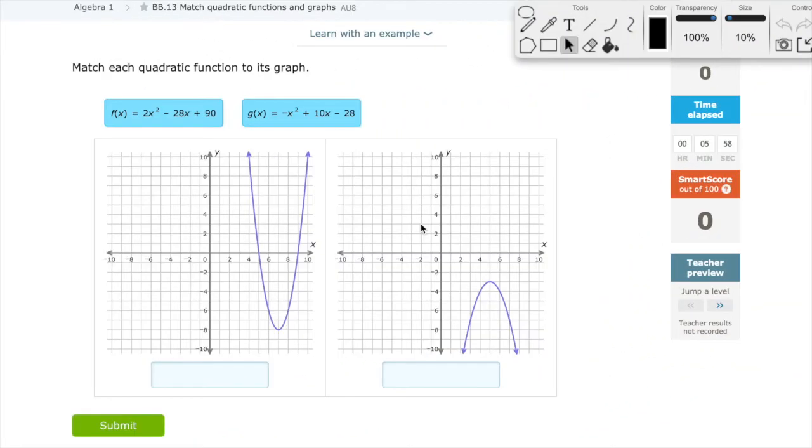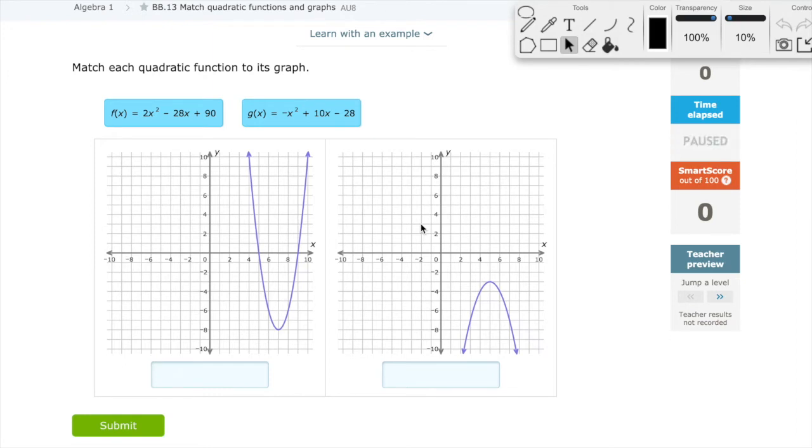Alright, so for this one, for Algebra 1, we're going to be talking about IXL BB13, which basically is matching a quadratic equation to the graph itself. And this one's pretty nice because it gives us our options and it gives us our pictures, so we just have to play some matchmaker and put them together.